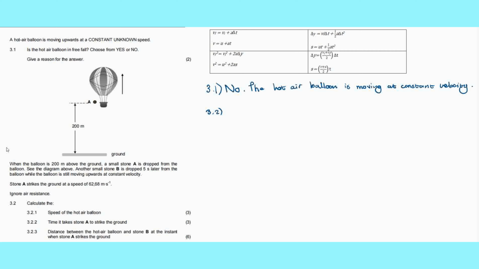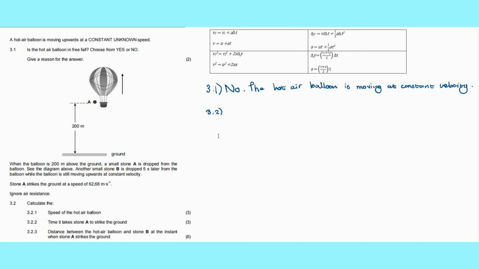Next question. When the balloon is 200 meters above the ground, a small stone A is dropped from the balloon. See the diagram above? So that's this diagram here. Another small stone B is dropped 5 seconds later from the balloon while the balloon is still moving upward at constant velocity. Stone A strikes the ground at a speed of 62.68 meters per second. Ignore air resistance. 3.2.1 calculates the speed of the hot air balloon.